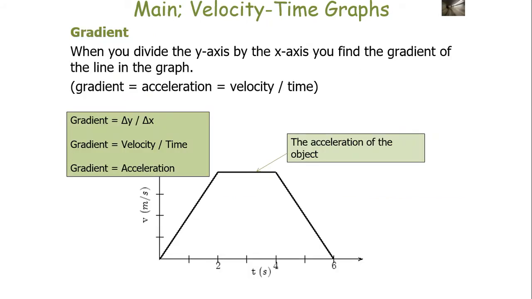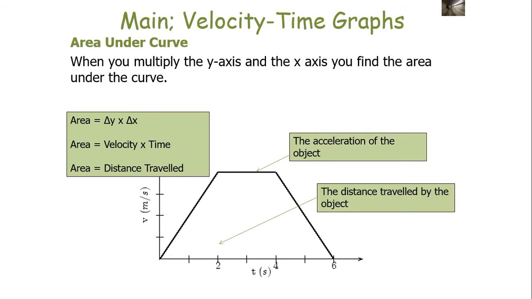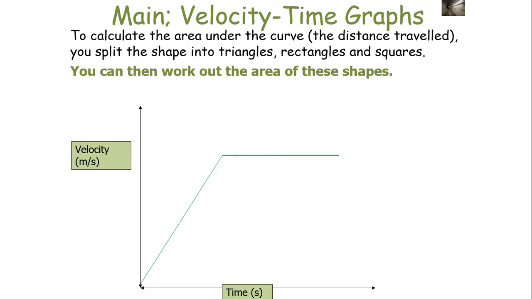So just to clarify, in these velocity time graphs, a gradient is worked out by doing the change in y over the change in x. So in a velocity time graph, it's the velocity on the y over the time on the x, it's acceleration. But the area under a curve is the y-axis multiplied by the x-axis. So the area is the velocity times the time, which is the distance travelled. So you can actually calculate the distance travelled by an object by splitting up the area under the curve into triangles, rectangles and squares, working out the areas of these shapes and then adding them together.